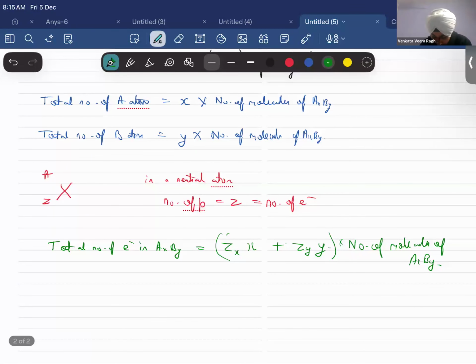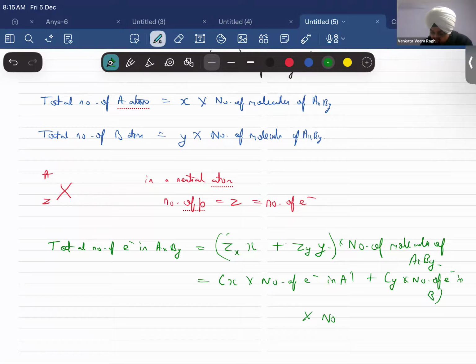The other way, as told earlier, is that it can be represented like this also: X into the number of electrons in A plus Y into the number of electrons in B, into the number of molecules of AXBY, and it's done. See, no one is asking you the formula, right? It is for us to understand. Both are the same things. You can use anything. Okay.